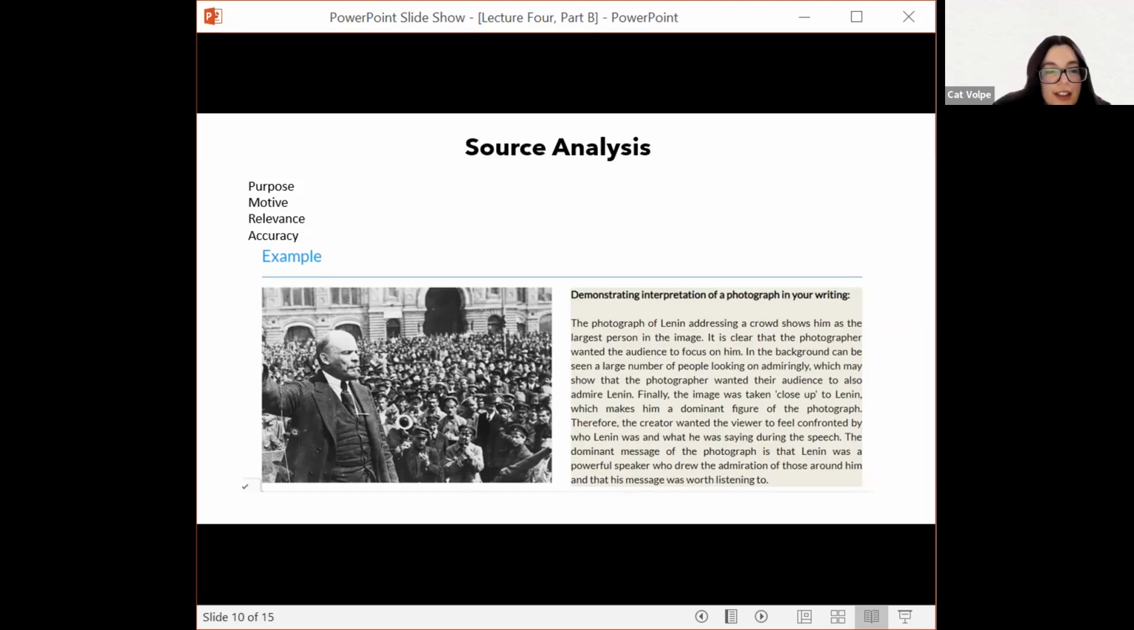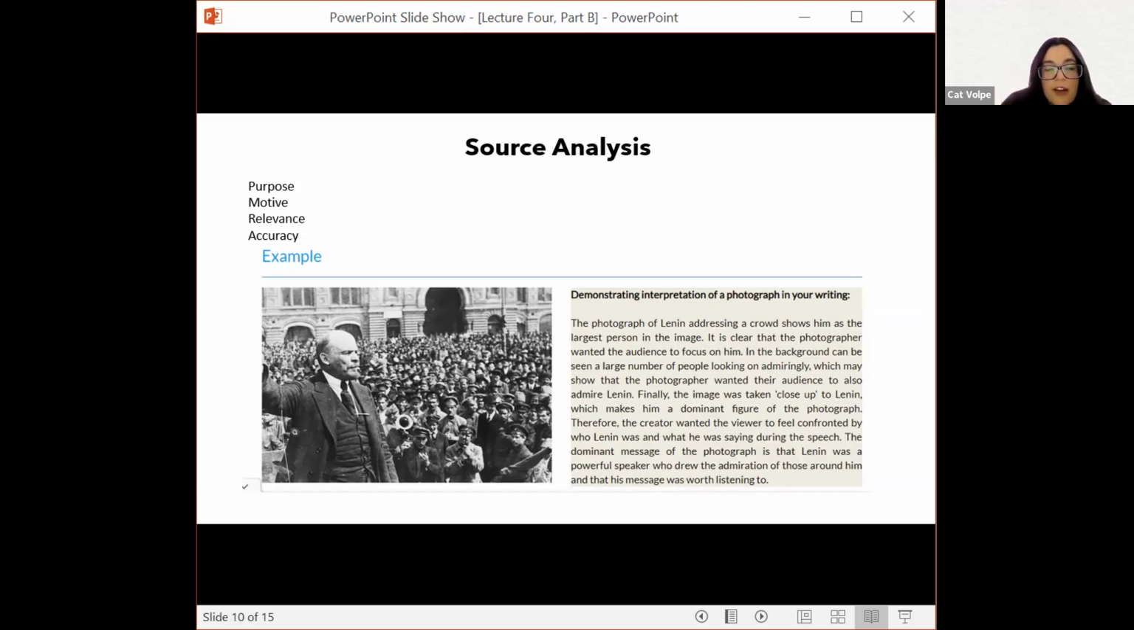Now, in this example here, which is something that students will be doing in English as well, they are actually analyzing what's happening in the picture. So for example, this source analysis here is saying the photograph of Lenin addressing a crowd shows him as the largest person in the image.